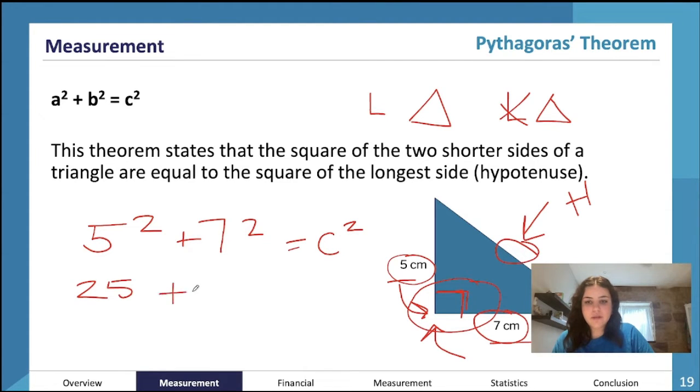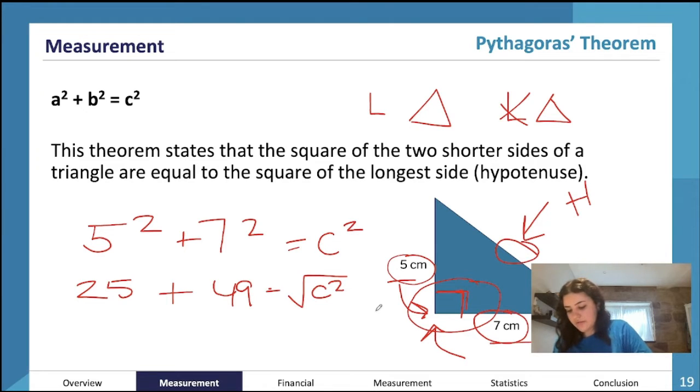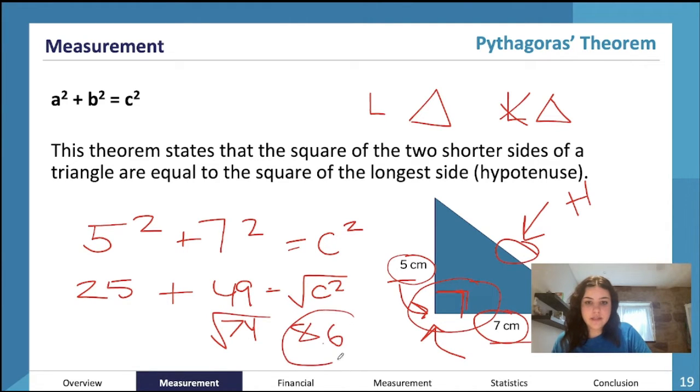25 plus, oh, hang on, is that right? Yeah, 25 plus 7 squared, which is 49, equals the root of C squared. So 25 plus 49 equals 74. We have to square root that, and we get 8.6.